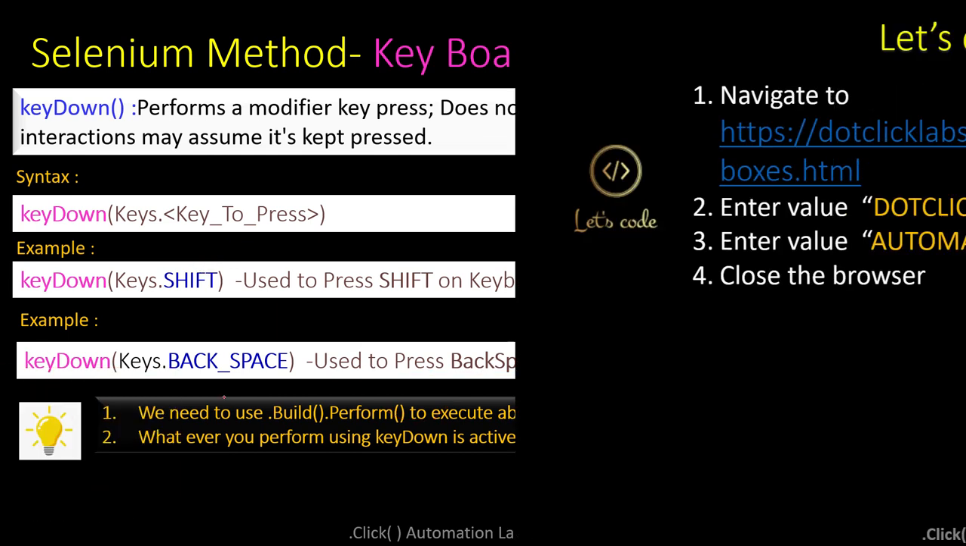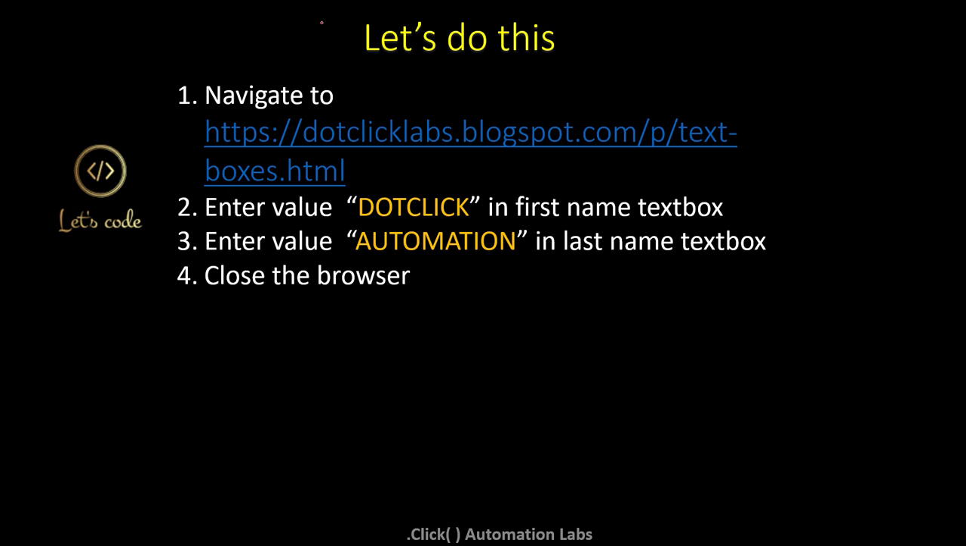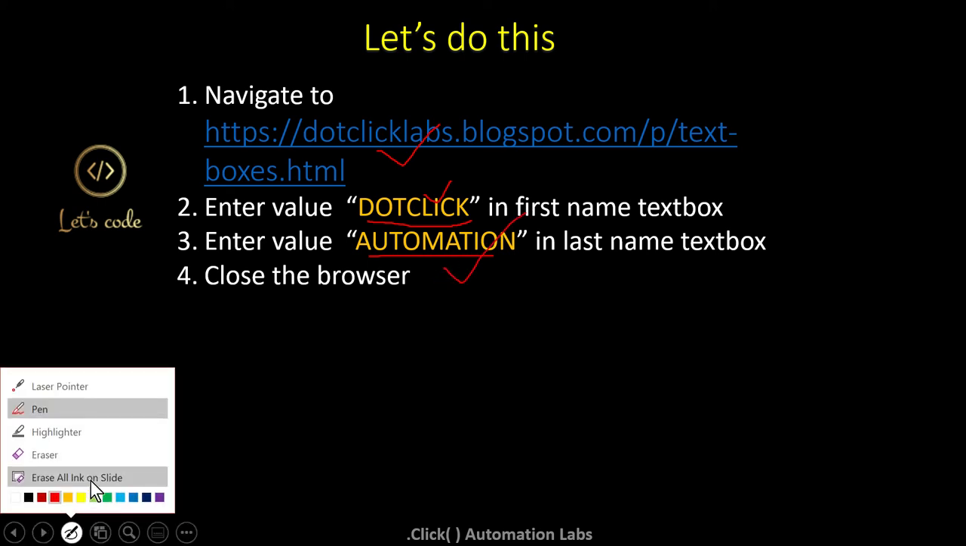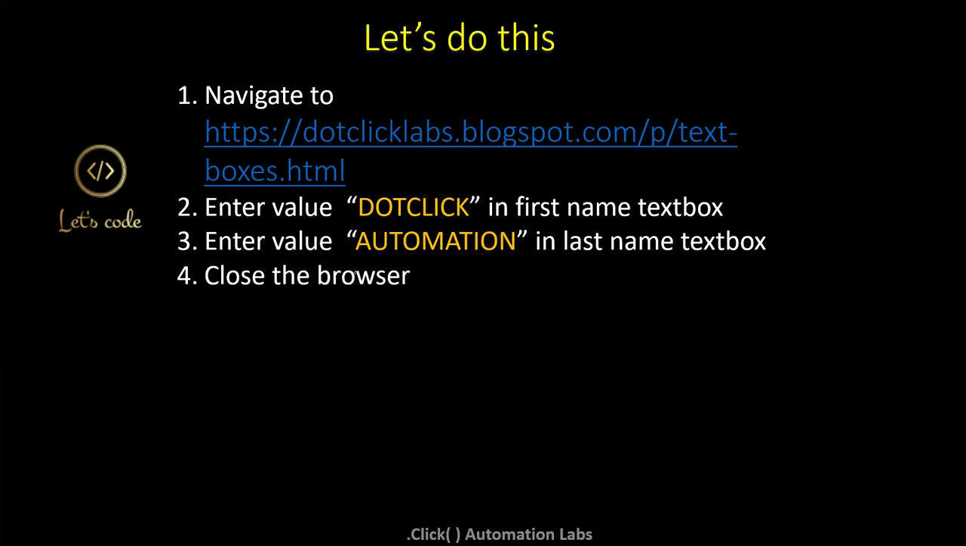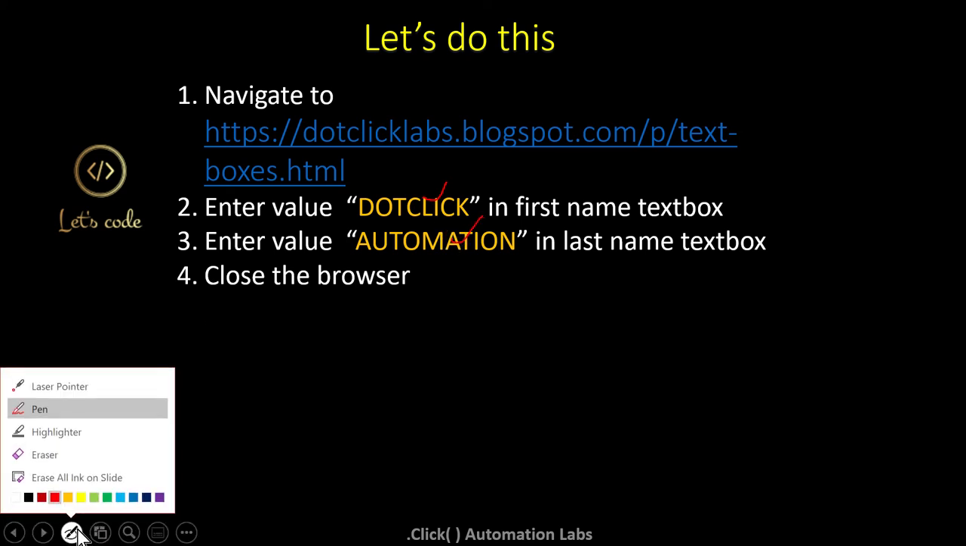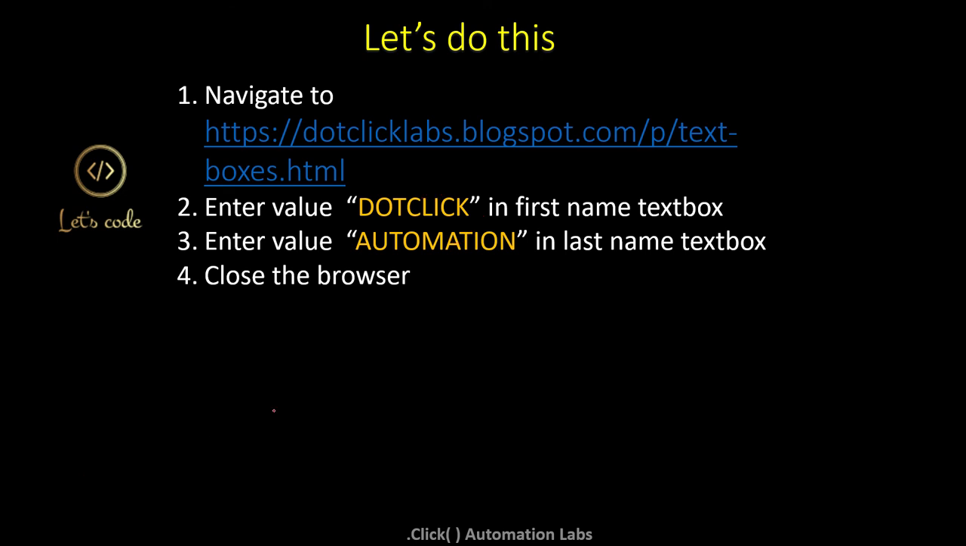So let's see one example. Navigate to this website and enter the value "dot click". Remember this is in caps letters, and enter the value "automation" in caps letters, and close the browser. This is the scenario we would like to automate. The takeaway here is that entering a value can be achieved in two ways. One is using actions.sendKeys, and the other is using the element's sendKeys. Let's see the differences and how it works.